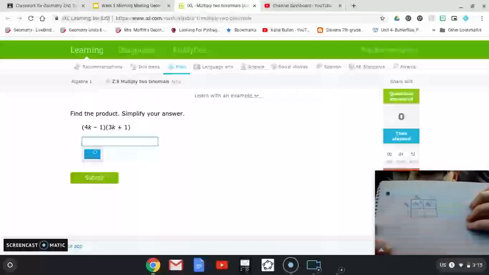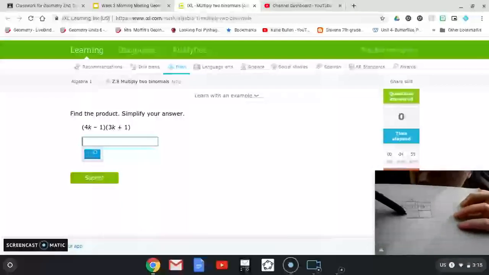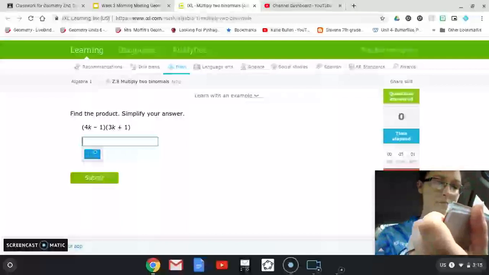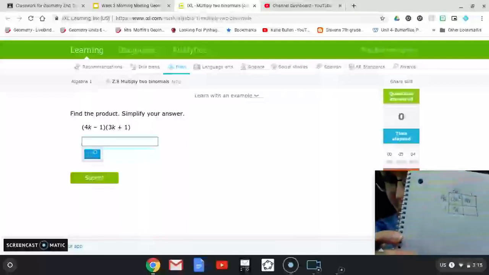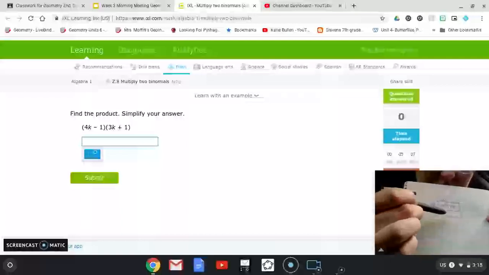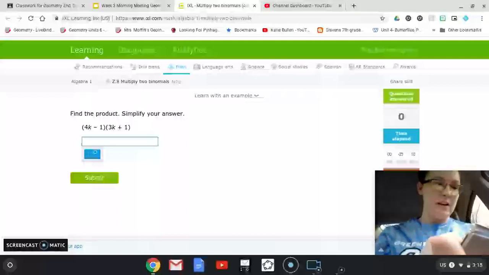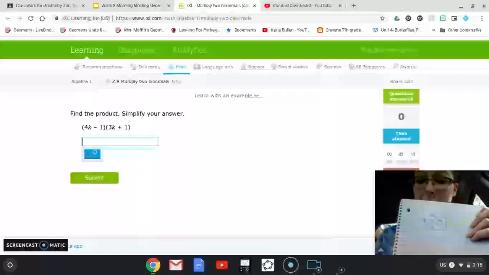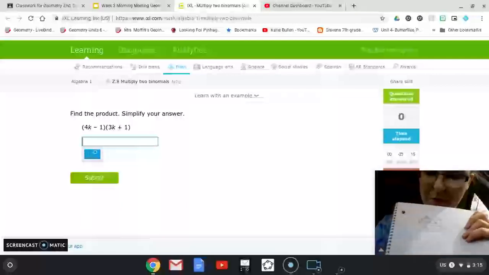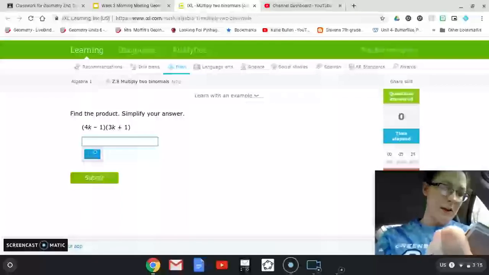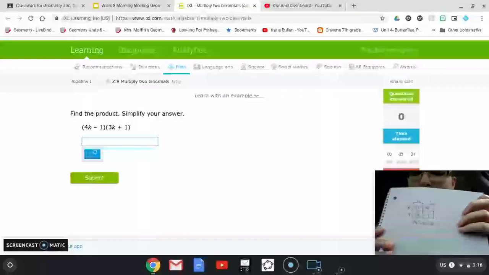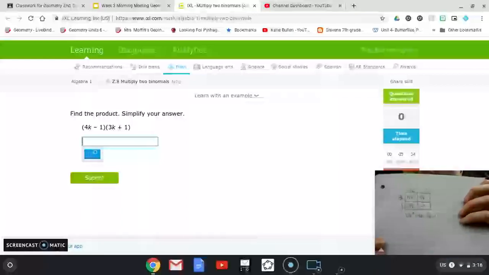On the bottom row, this one would be negative 1 times 3k, so that's negative 3k. And then in the very last box, that one would be negative 1 times positive 1, which is going to give me a negative 1. So in the box method, our first term is 12k squared, my last term is negative 1, and my two terms in the middle are positive 4k and negative 3k. So I have 12k squared plus 4k minus 3k minus 1. I just took each of those pieces and wrote them all in a line.